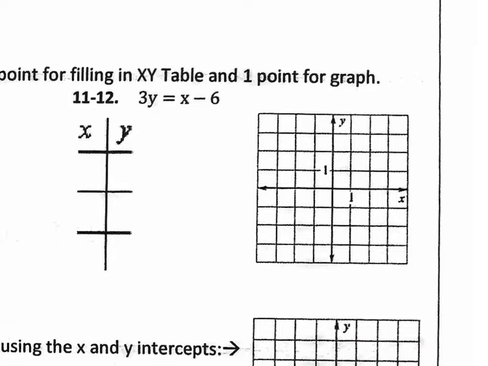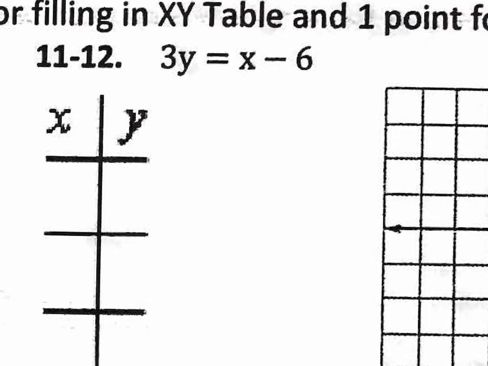So many people missed numbers 11 and 12. You had to make an x-y table and graph it. And of course, it was rewriting in function form first. So this equation right here is not in function form. What do I need to do before even making an x-y table?